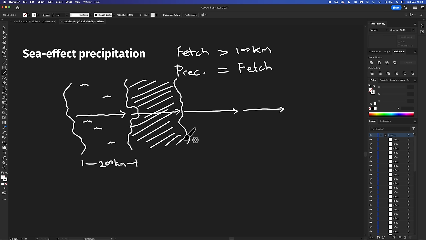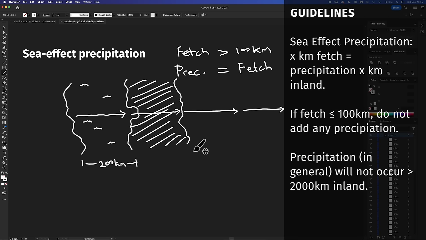And to be a little bit more precise, maximum precipitation would fall in this area. We'll see later how some other weird things can occur. So in sum, taking into account sea effect precipitation means that smaller bodies of water on your world will also contribute precipitation to the land. Measure the distances the air travels over a body of water. Whatever that distance is, apply precipitation inland up to that same amount.